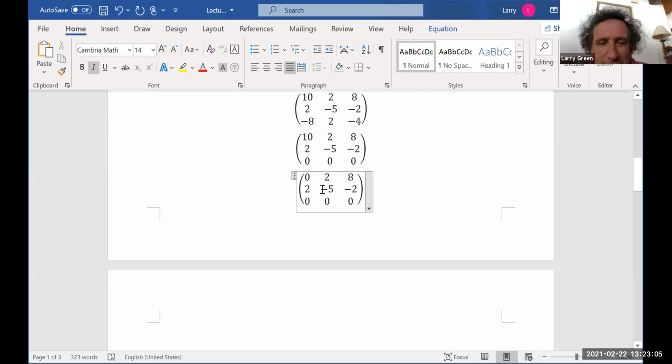And if I multiply negative 5 by negative 5, I get 25 plus 2 is 27. And if I multiply negative 2 by negative 5, I get 10 plus 8 is 18. Is that clear? Okay, now I can work more.